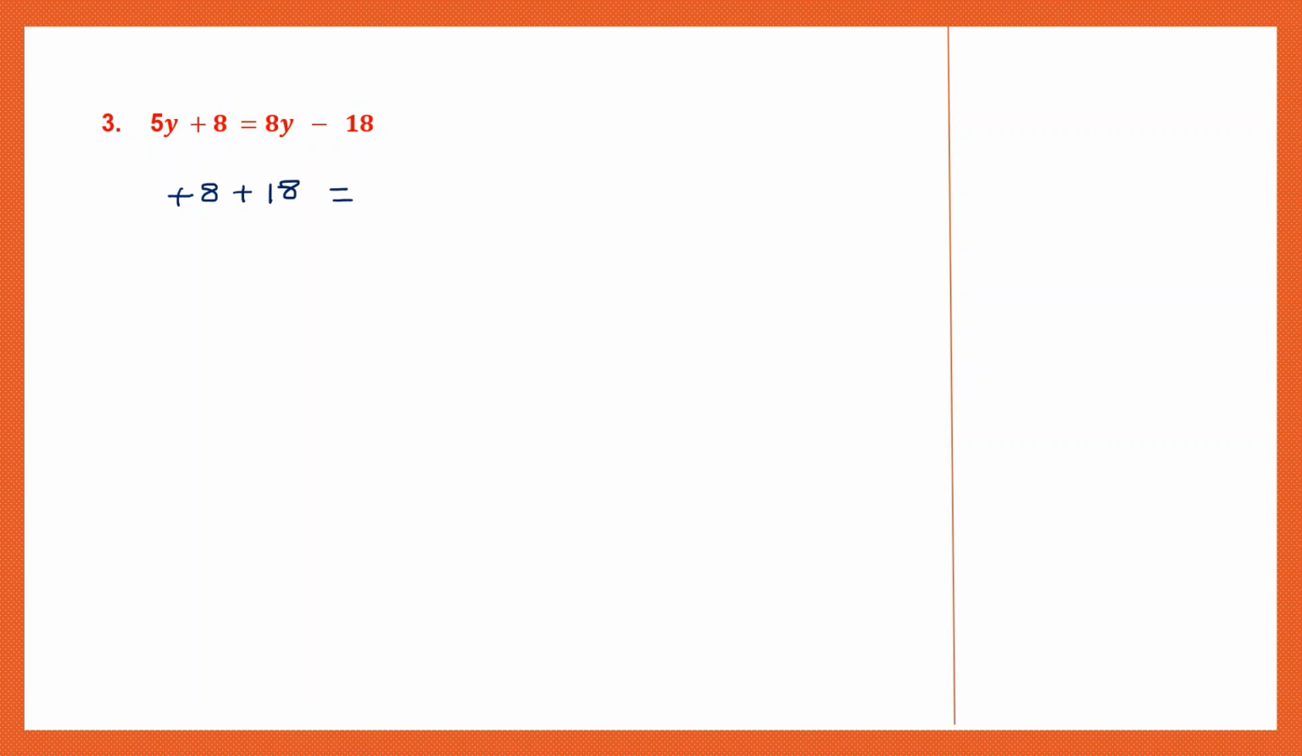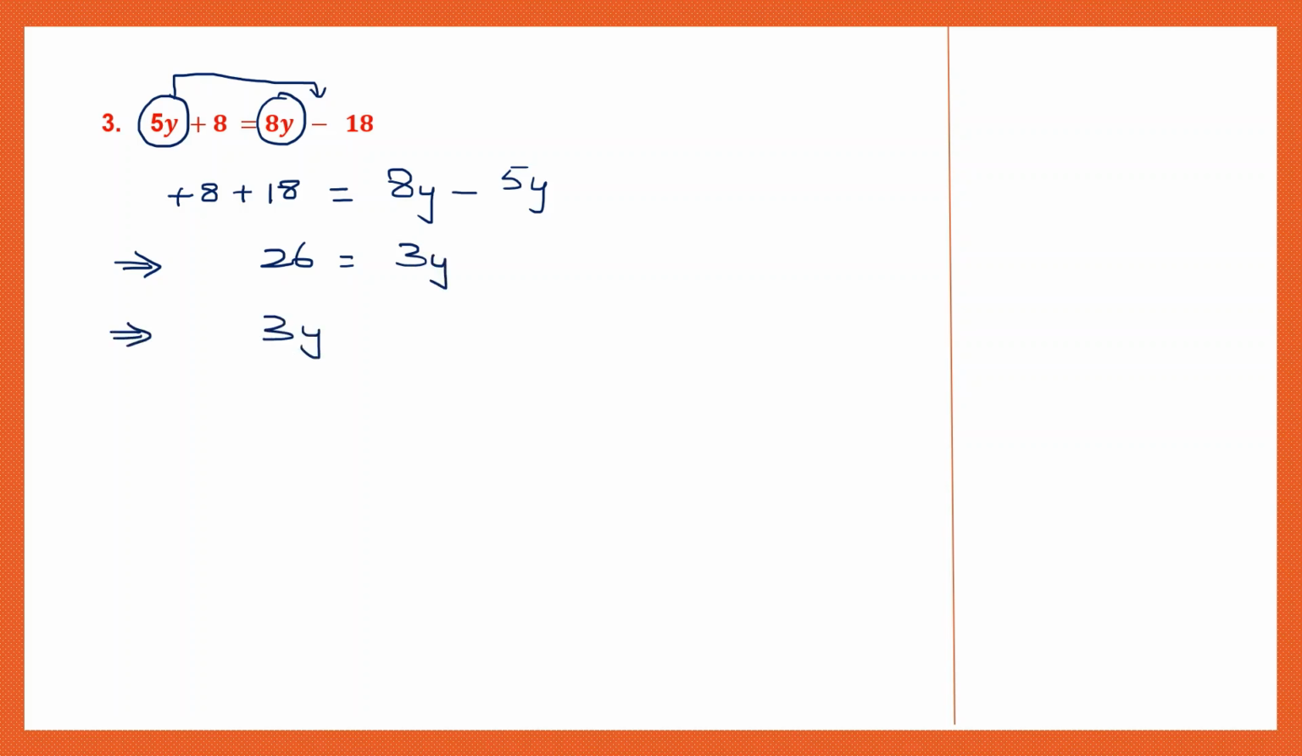Now let's look at the variables. Now we have 8y on the right hand side. Let's leave it there on the right. Now we're going to transpose plus 5y from the left to the right. So plus 5y will now become minus 5y. So first let's work this out. Now 8 plus 18, 18 plus 8 is 26. And here 8 minus 5 is 3, and then we write y. So now 3y is equal to 26.